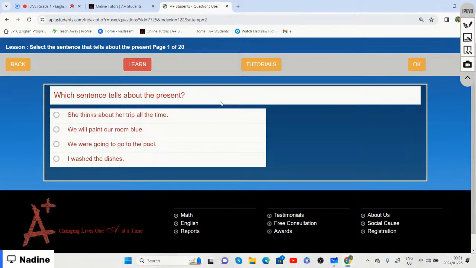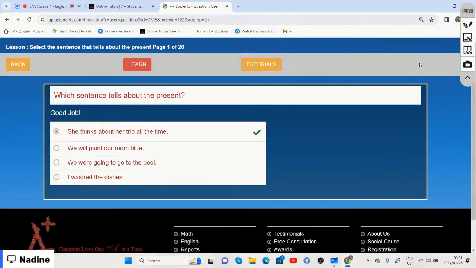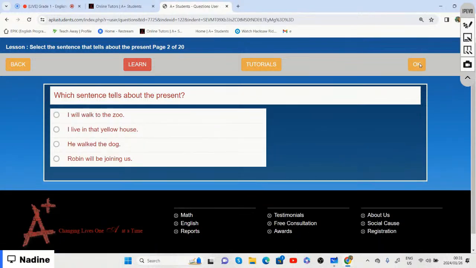All right. So she thinks about her trip all the time. If it means that we must choose the first option, she thinks it's something that she's doing now, about her trip all the time. And that is correct. That is a sentence that is in the present tense.